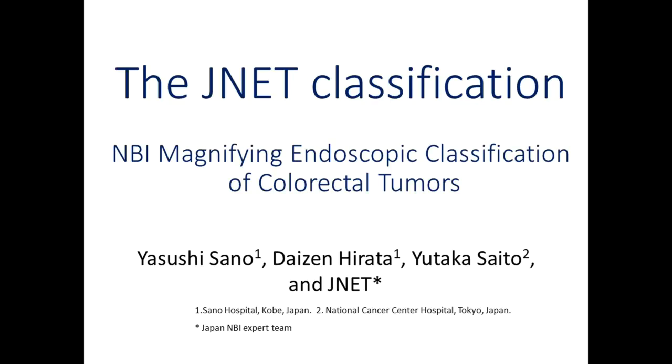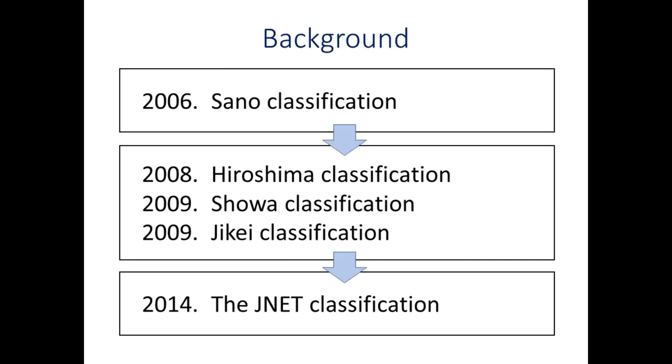The JNET classification, NBI magnifying endoscopic classification of colorectal tumours. Here you can see the history of NBI magnifying endoscopic classification of colorectal tumours in Japan. The Sano classification was the first magnifying NBI classification published in 2006. Based on this classification, several other classifications were proposed, such as the Hiroshima, Showa, and Jikei classifications.